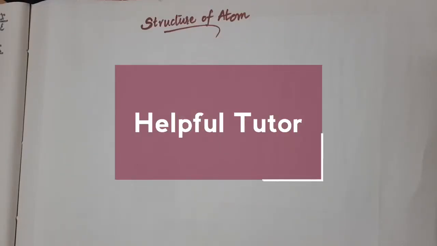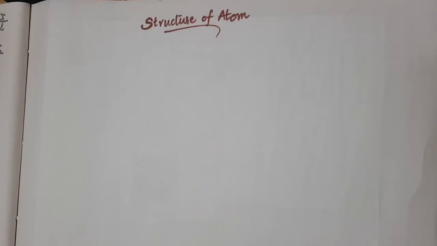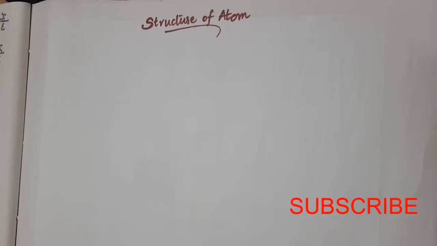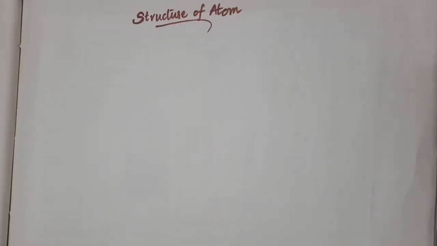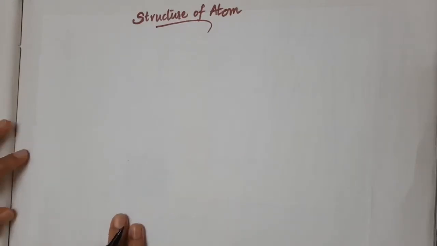Today we'll be doing structure of atom. In the previous chapter we learned that atoms are the fundamental building blocks of matter. During the 19th century, the challenge for scientists was to understand the structure of atom and to explain its properties. Many experiments were carried out for this. We'll go through all these experiments one by one.